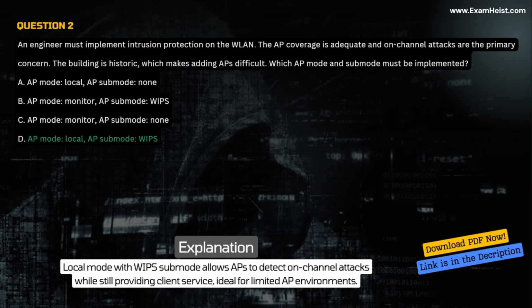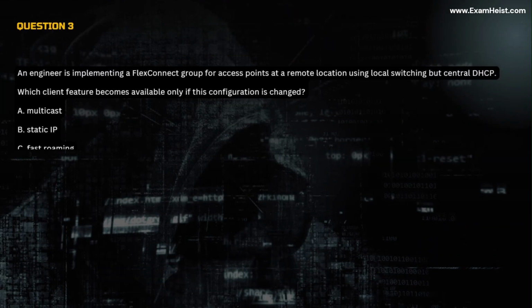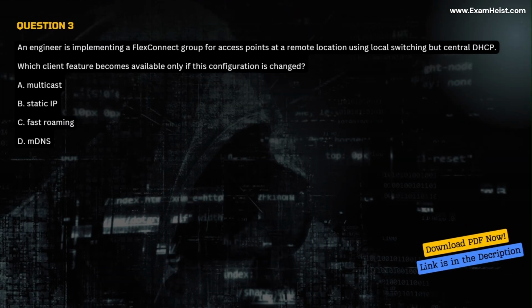AP environments. Question 3. An engineer is implementing a FlexConnect group for access points at a remote location using local switching but central DHCP. Which client feature becomes available only if this configuration is changed? A. Multicast. B. Static IP. C. Fast roaming. D. mDNS.